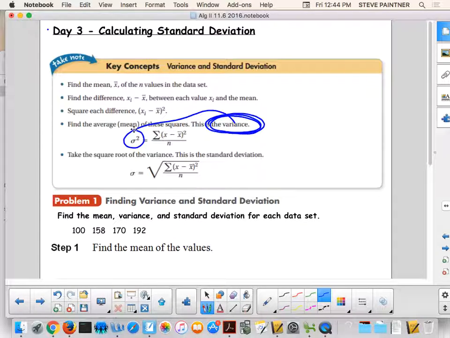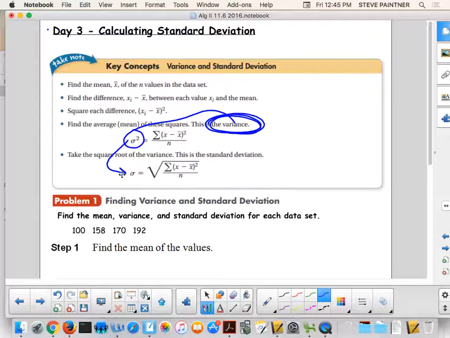It's called variance. Once you get this number, then you try to go from sigma squared down to what? Sigma. Well, how do you go from sigma squared down to sigma? You take the square root of this number, this is just a number, okay? And that's what you do.